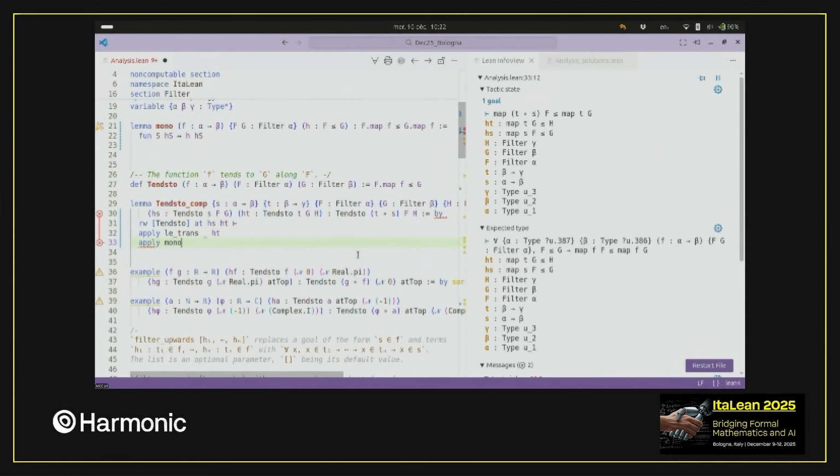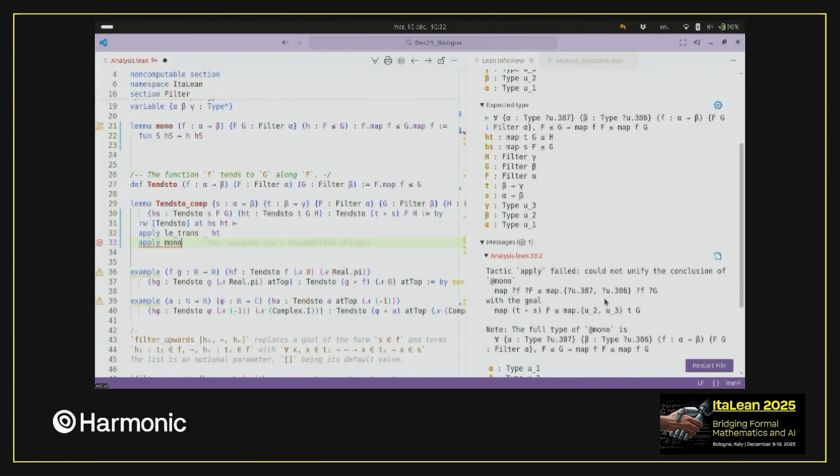So I can apply mono and I get an error. And it's fine. One thing that one has to learn while doing Lean is that typically you type something and you get an error. And it's fine. You have to live with the error and try to understand the error, because the error message very often contains useful information.